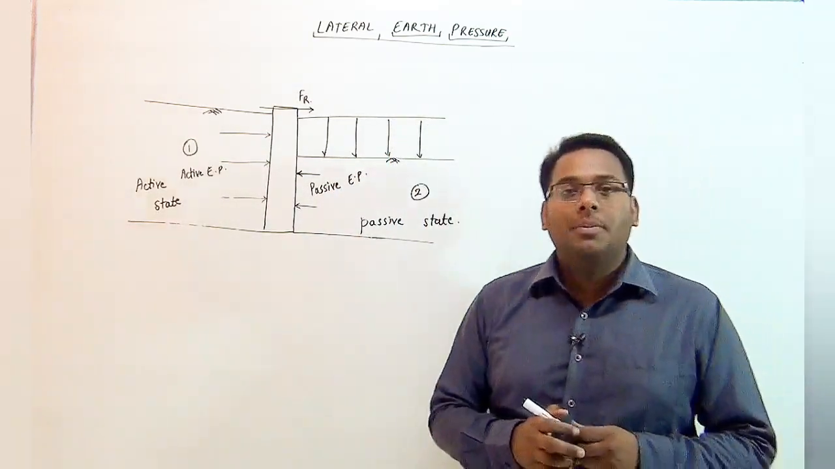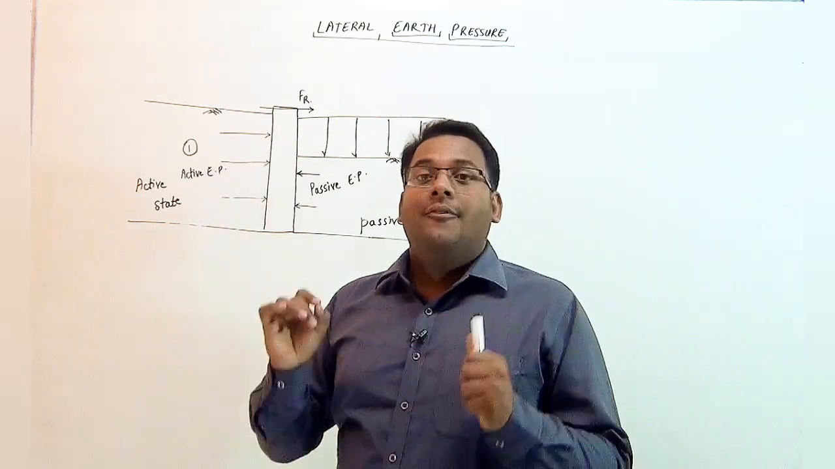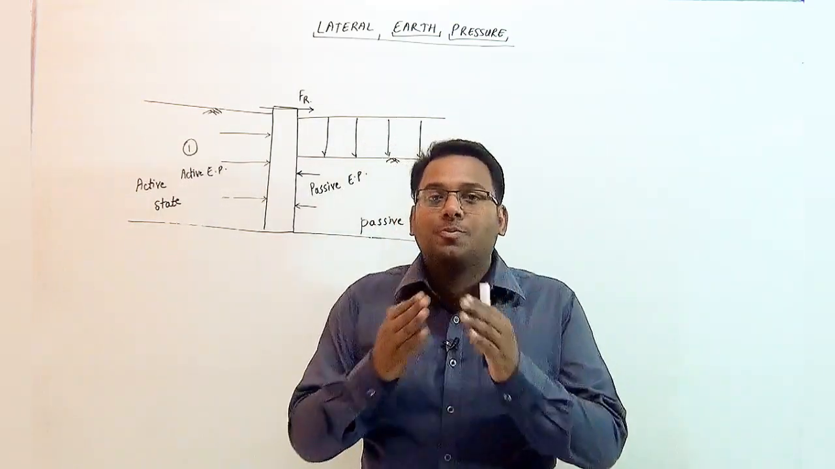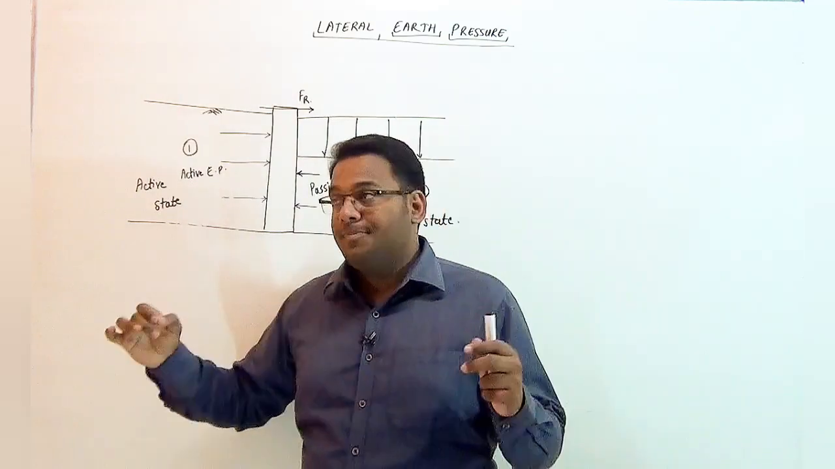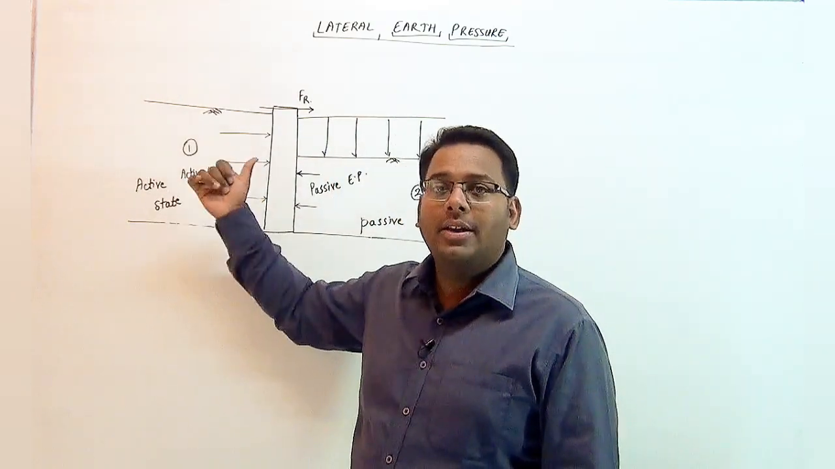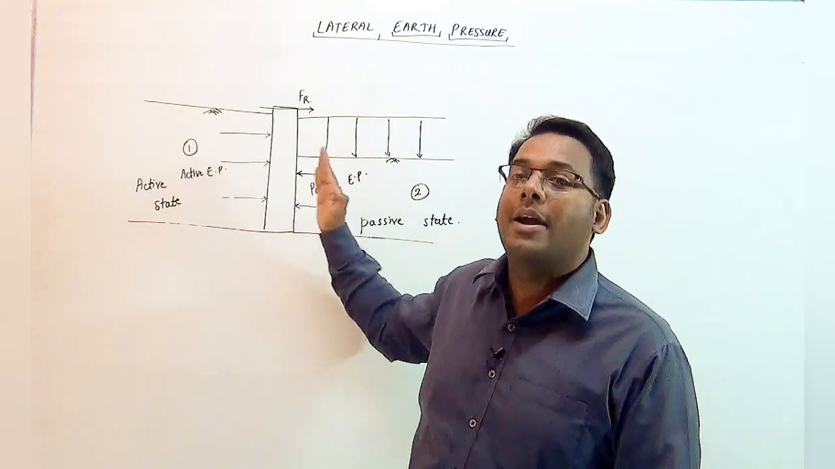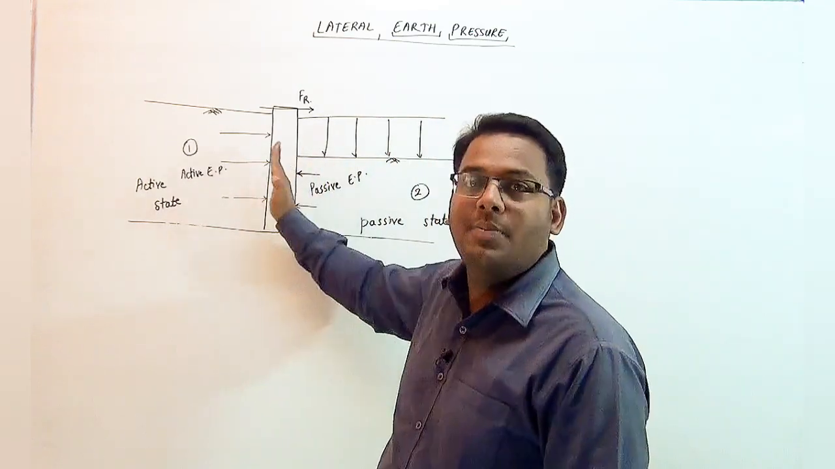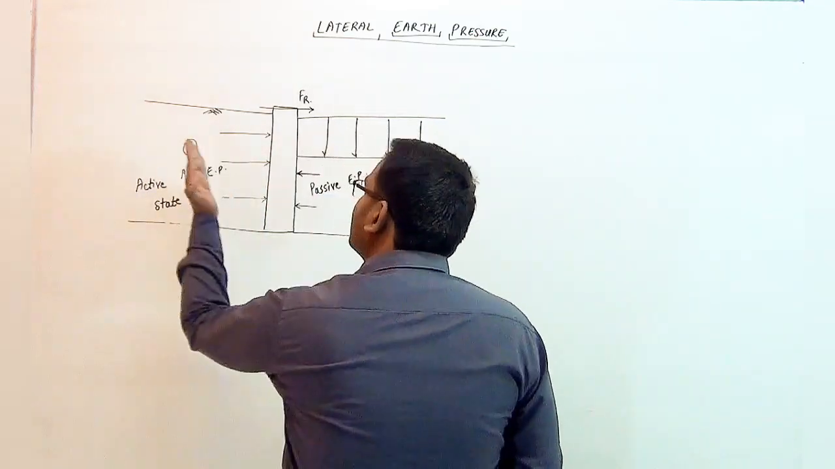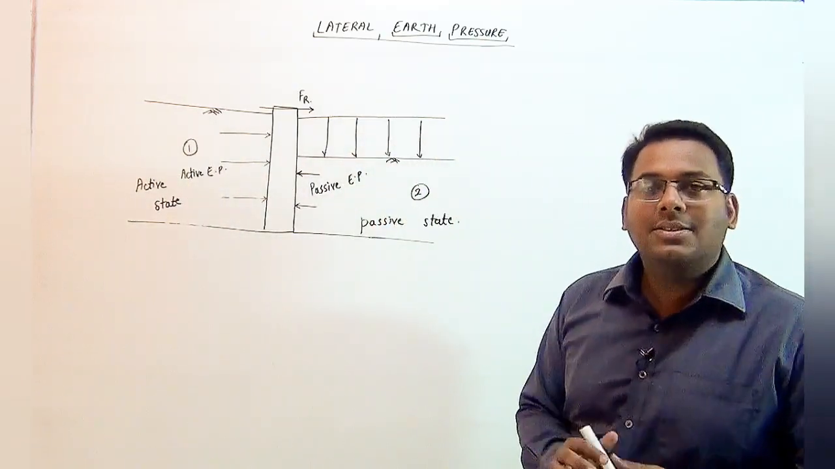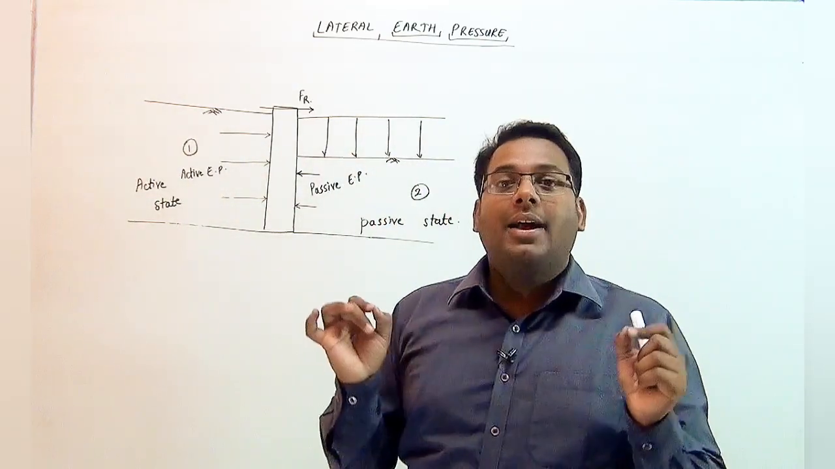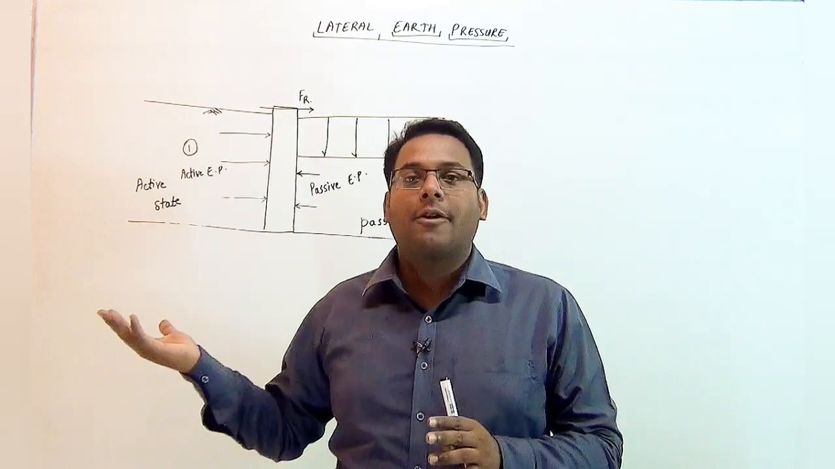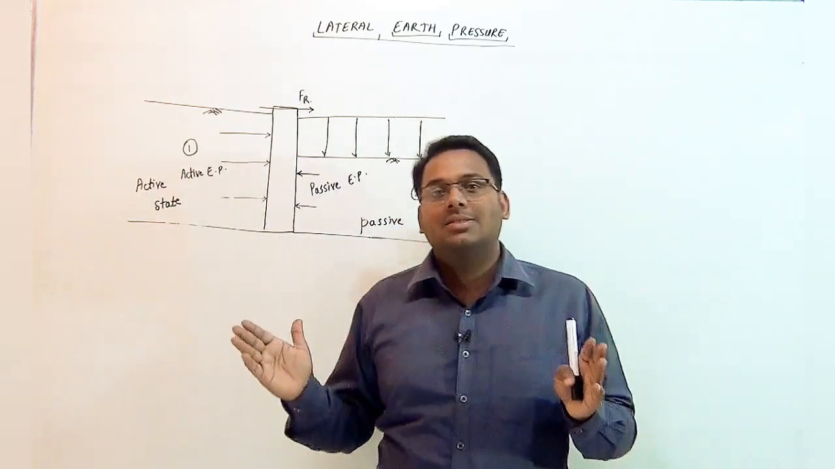But the key point to note here is that whether the soil is in active state or in passive state, both have a tendency to spread, and the force exerted by soil in active and passive state is away from the backfill. The soil 2 that is in passive state is exerting force away from the backfill, whereas soil 1 is also exerting the force away from the backfill. Hence we can say that the active and passive soil both exert force in the direction away from the backfill towards the retaining wall. But this is the general case.